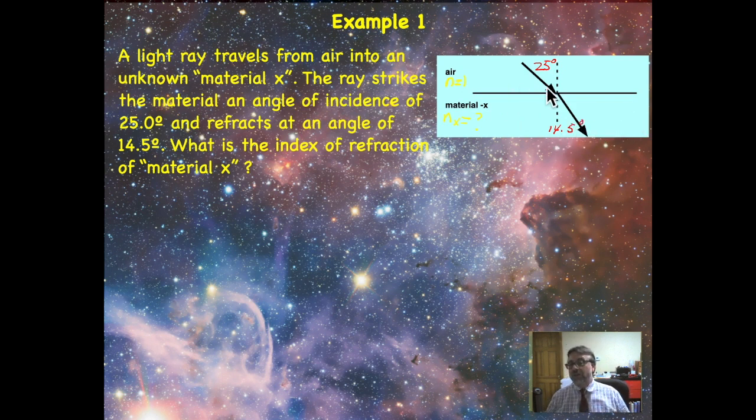All right, notice that this diagram makes sense because air is the fastest material. The speed of light can't be any faster than what it is in air. So if I travel in material X, the speed of light must slow down, and therefore my light ray must bend inwards, and this angle must be less than 25, and it is. So I'm going to set up Snell's law to find out what this index is.